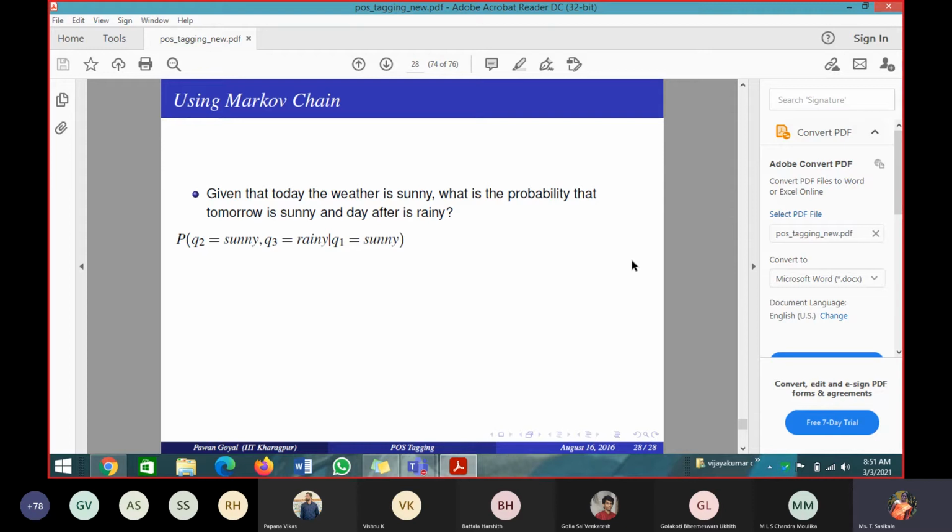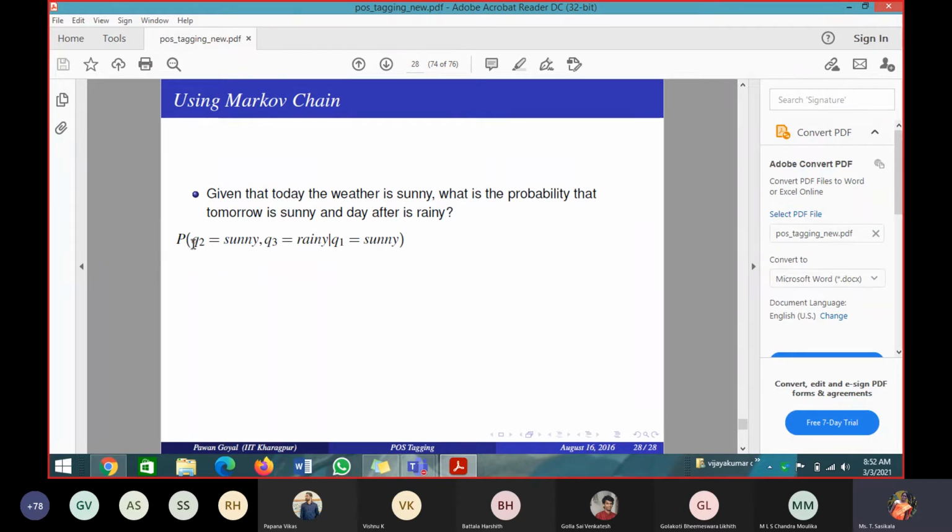First you have to write what is given and what you have to find. What is given here? You take 3 variables Q1, Q2, Q3, where Q1 represents today's weather, Q2 represents tomorrow's weather, and Q3 represents the day after tomorrow's weather.